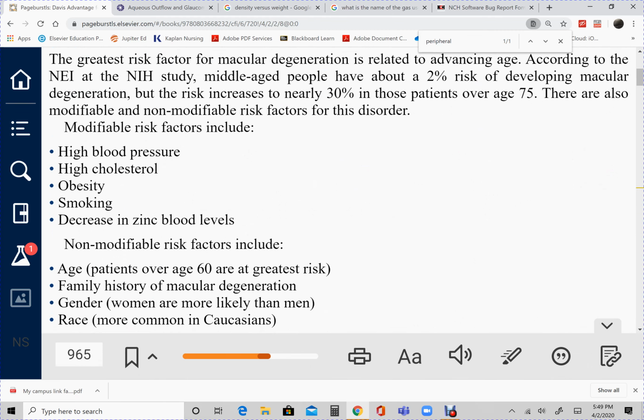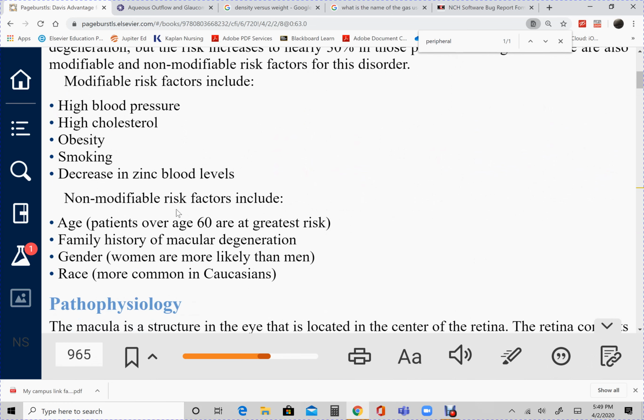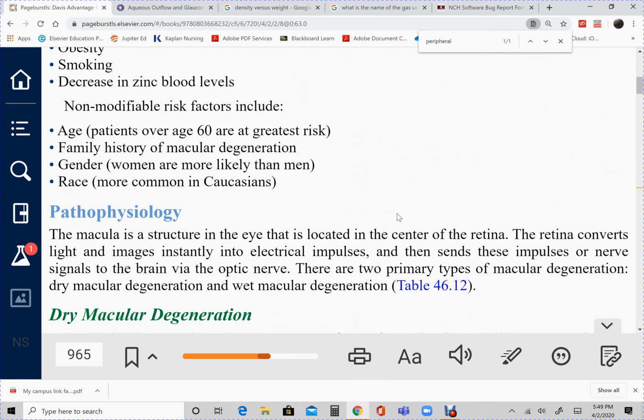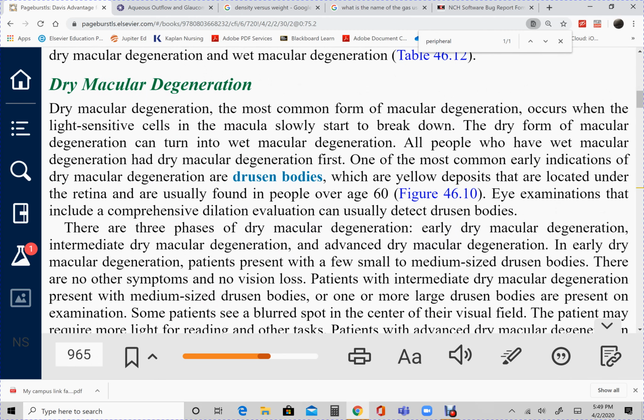These are your risk factors: hypertension, high cholesterol, obesity, smoking, and age. Of course, dry macular degeneration is caused by aging, similar to cataracts. Okay, so let's talk about dry. So dry is simply degeneration. That's why it's age related, because you just got old. Okay, it's an old eye.